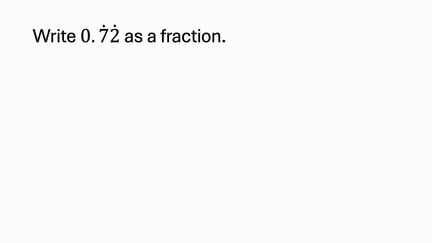So let's look at this question here, which says write 0.72 recurring as a fraction. So what we do here is we label it as x. So let x equal 0.72727272 dot.